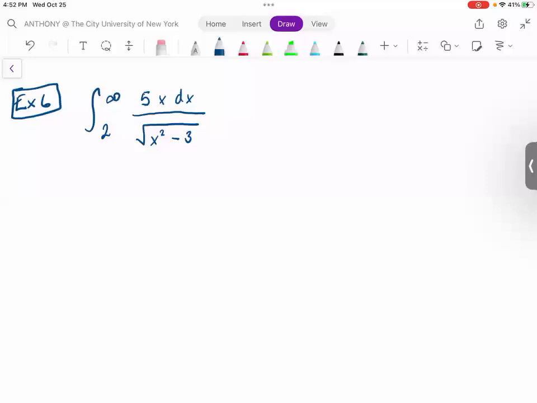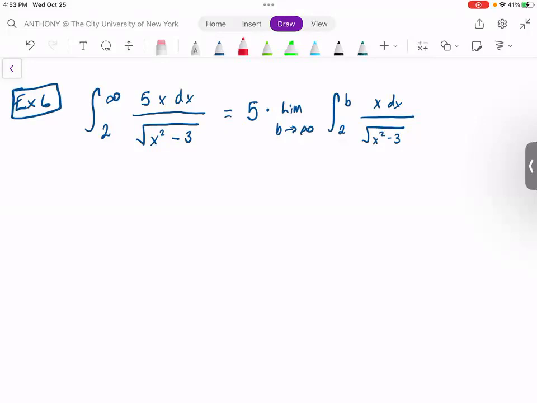All right, so you apply your definitions. What we can do is the following. We could pull out the 5, our constant multiple, and multiply it by the limit as b approaches infinity from 2 to b of x dx over the square root of x squared minus 3. Now, to solve this particular integral, you just can't find an antiderivative right away. You need to use a u sub.